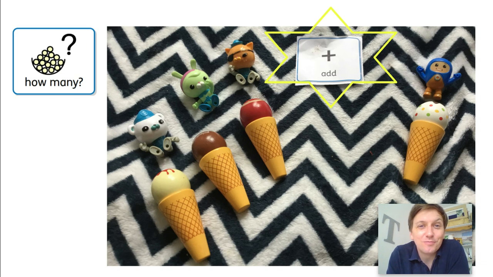Have you worked it out? Okay, so 3 octonauts each had an ice cream, and they gave one to a go-getter. So how many altogether? That's right, 4. 1, 2, 3. Add 1 more equals 4. You could write that down if you wanted to now. You could pause the video and write that down as a number sentence. Let's move on.